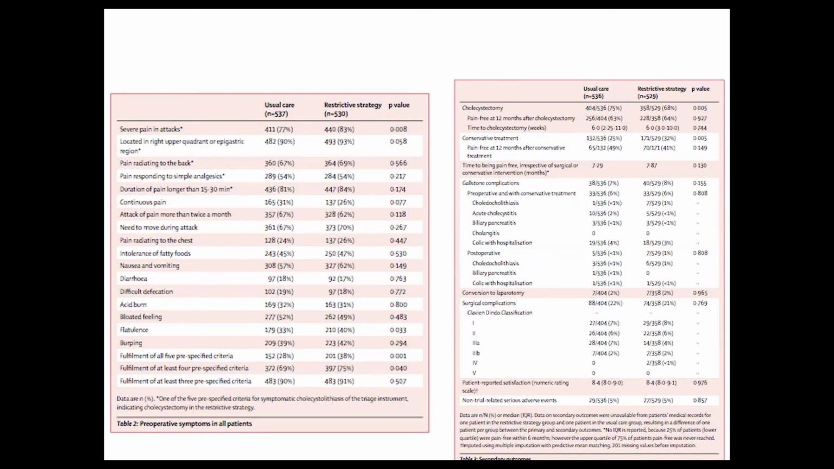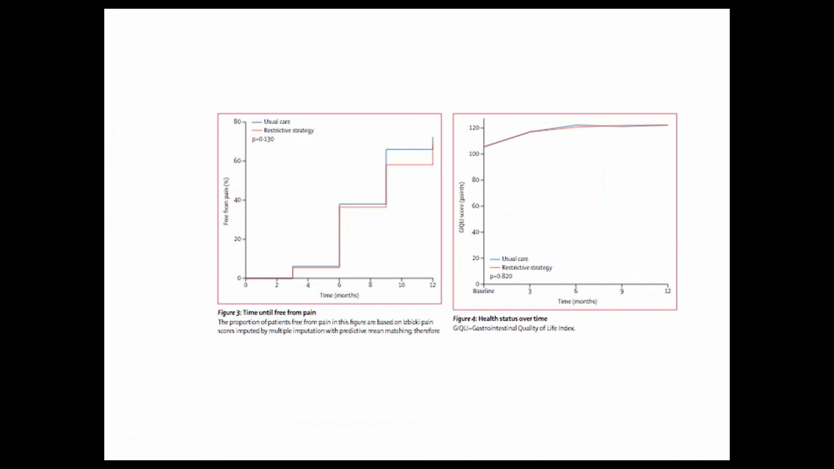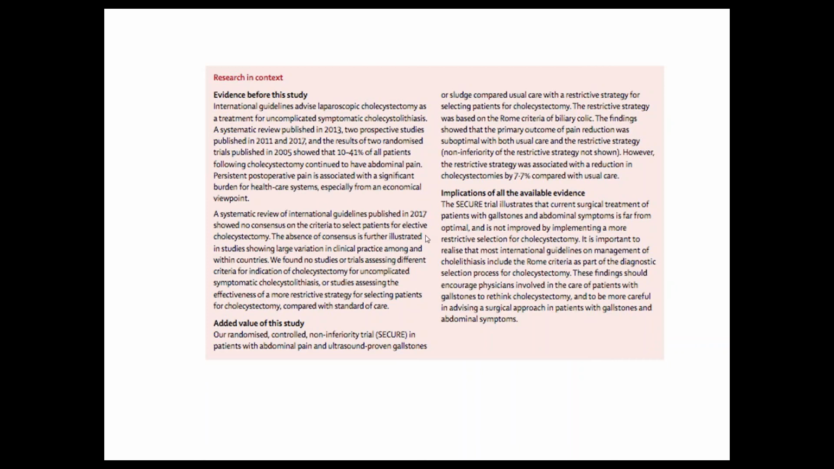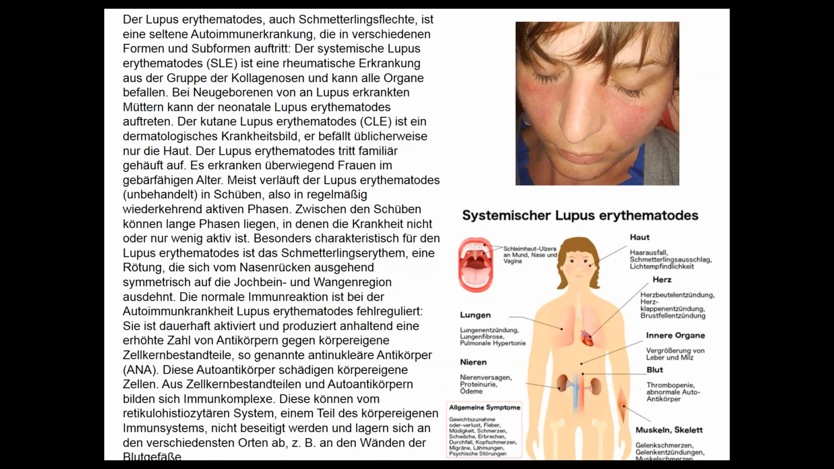I don't know if they filled out their smiley faces or not, but the differences you can look at here in detail. It looks like free from pain was a little bit better in the usual care group, but it looked like it was tolerable, and health status over time was the same in both groups. So perhaps if you have very good health care, the way they do in the Netherlands, maybe a more restrictive approach would be appropriate. Now, the reviews in the Lancet are about lupus erythematosus.